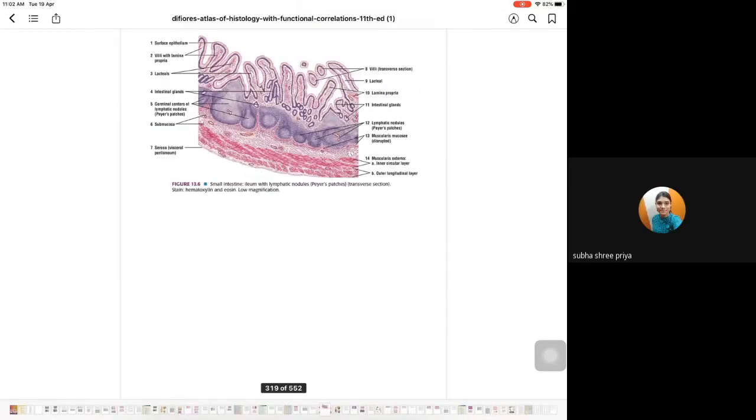Figure 13.6 small intestine, ileum with lymphatic nodules, Peyer's patch, transverse section, stained with hematoxylin and eosin. On low magnification, surface epithelium, villi with lamina propria, lacteal, intestinal glands, germinal centers of lymphatic nodules, which is Peyer's patch, submucosa, serosa, and villi also in transverse section, lacteal, lamina propria, intestinal glands, lymphatic nodules, muscularis mucosa, which is disrupted, muscularis externa, 2 layers of the inner circular layer and outer longitudinal layer.